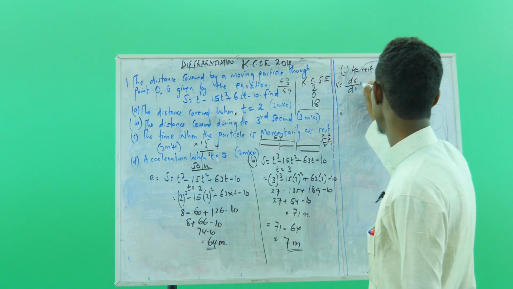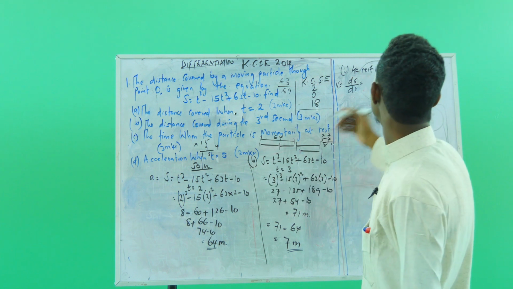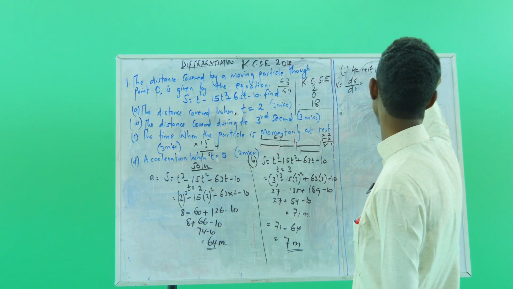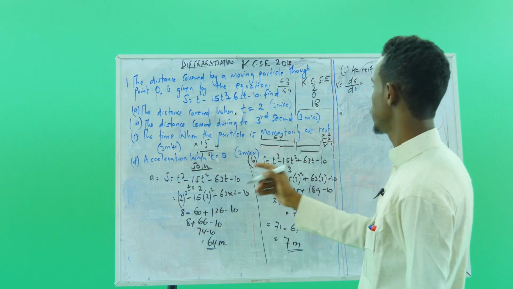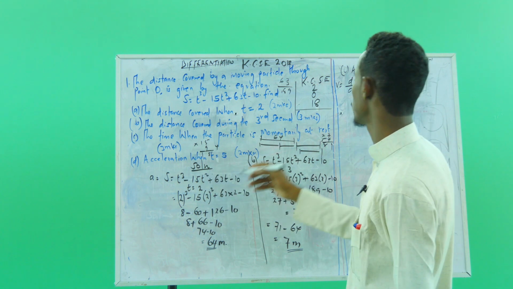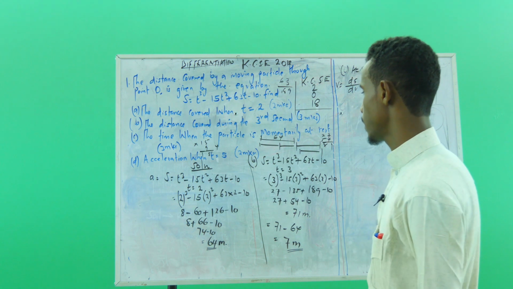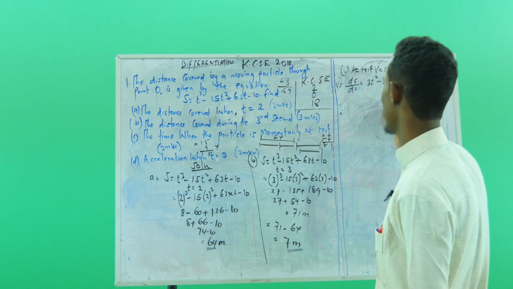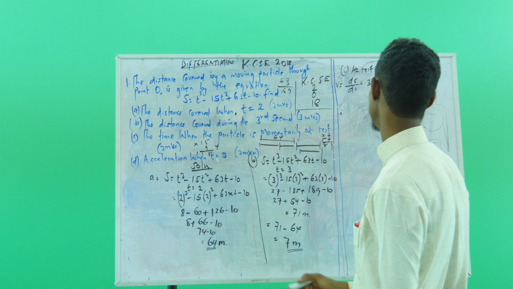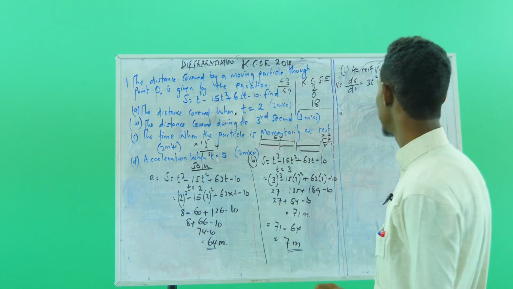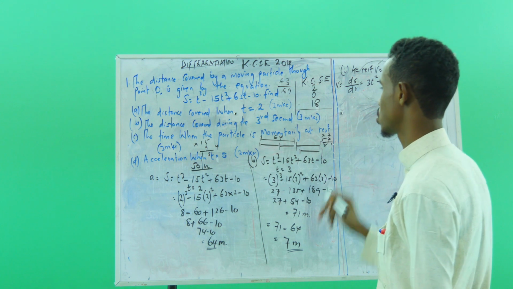How do we differentiate? It was t cubed. When differentiating, for example, if y is equal to x to the power n, it will be n x to the power n minus 1. That is the formula. Now t cubed will be 3t squared, minus 30t, plus 63. And what we know is that at rest, velocity is equal to 0.